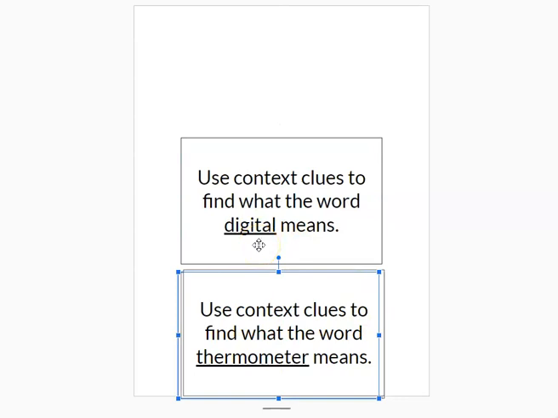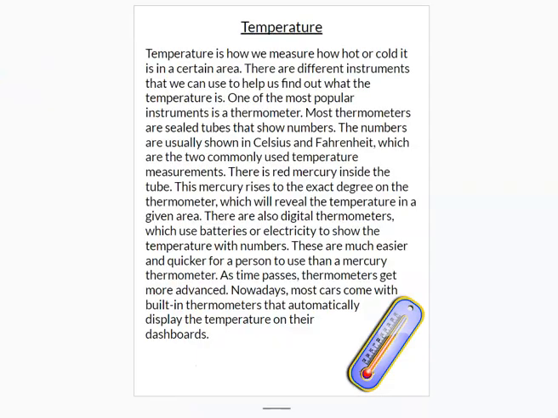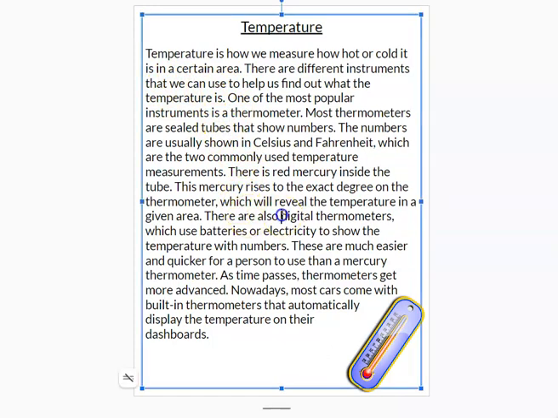Digital. Use context clues to find what the word digital means. I'm going to use my same strategy and look through the passage until I find the word digital so that I can use context clues to find the meaning of the word. Here's the word digital. The sentence that digital is in reads, there are also digital thermometers which use batteries or electricity to show the temperature with numbers. Pause the video. What does digital mean?